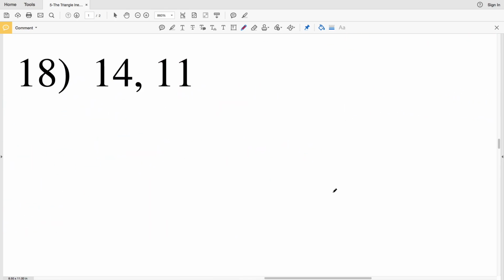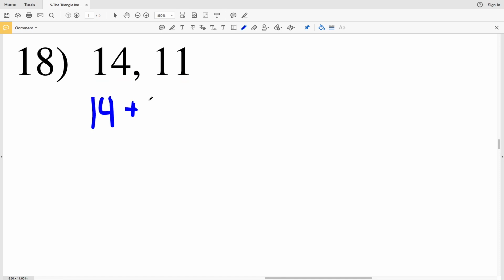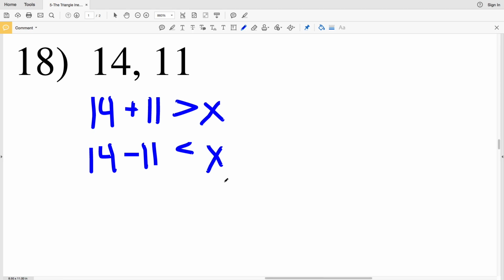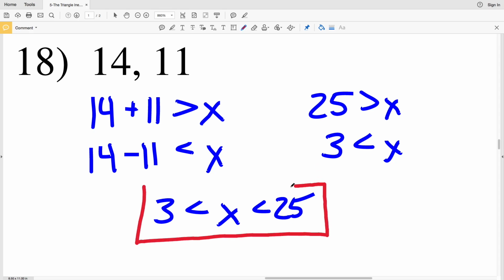And lastly in this video, number 18. We have sides 14 and 11. So those two sides have to be greater than the third side, and the difference between those two sides has to be less than that third side. So 14 plus 11 is 25, so 25 is greater than x, or that third side. 14 minus 11 is 3, so 3 is less than that third side. So our range is 3 is less than x, which is less than 25. And that is the final solution on this worksheet.